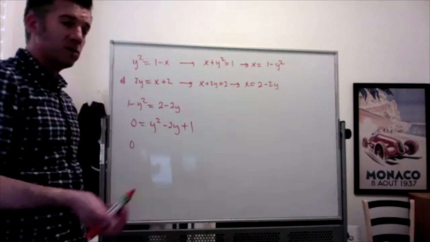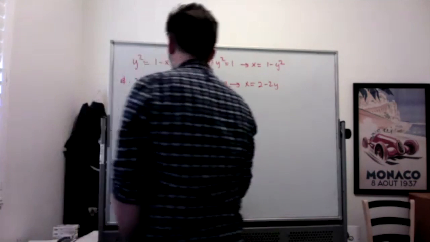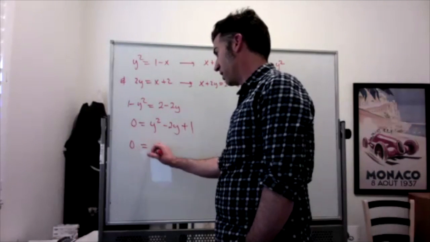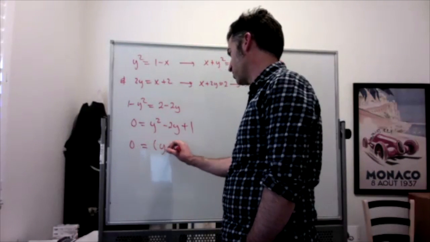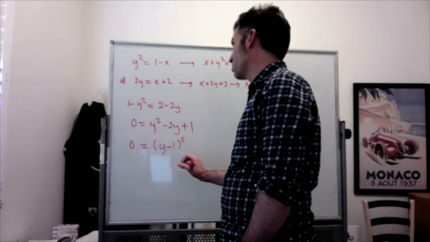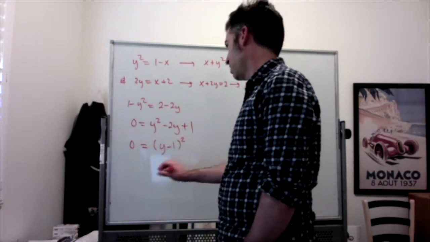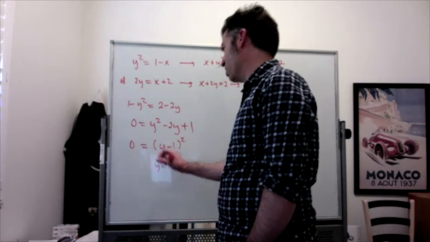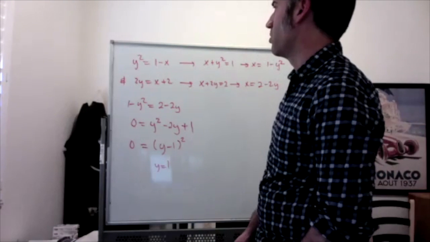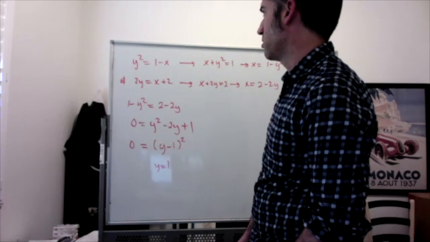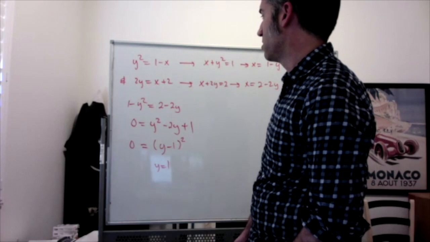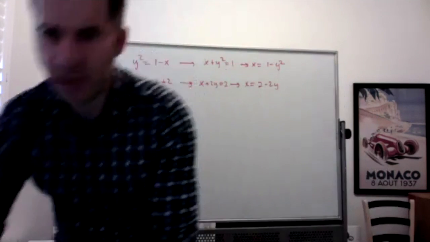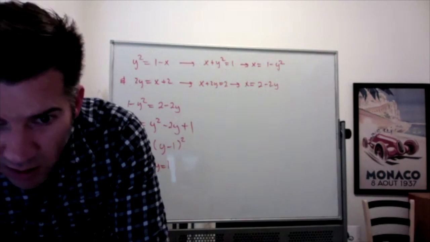So here's why I'm concerned. These only seem to intersect at one point, right? If you factor, this is y minus 1 squared, and you get y equal to 1. What's going on there? Yeah, that seems problematic. Let me double check one thing real quick.